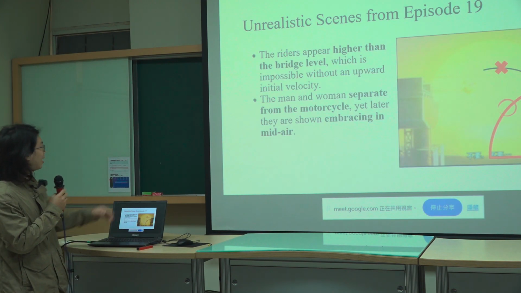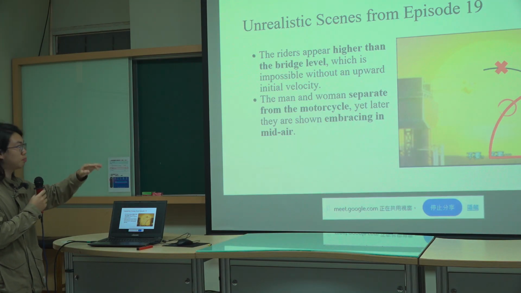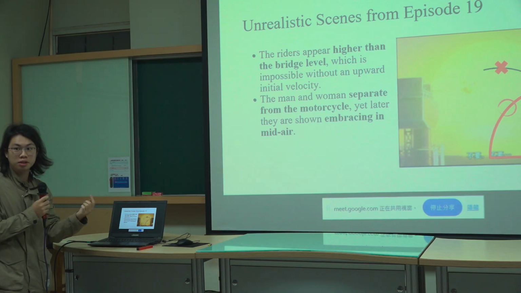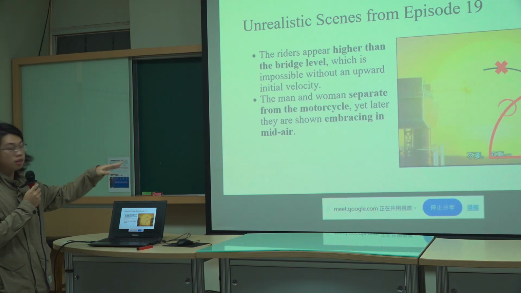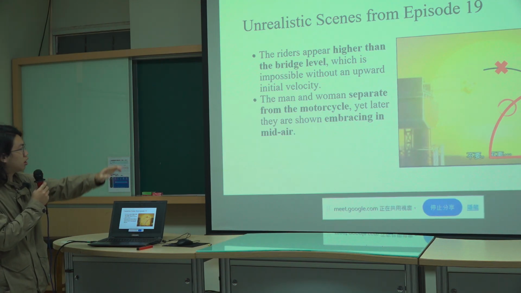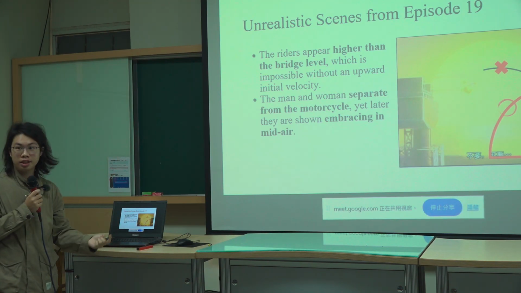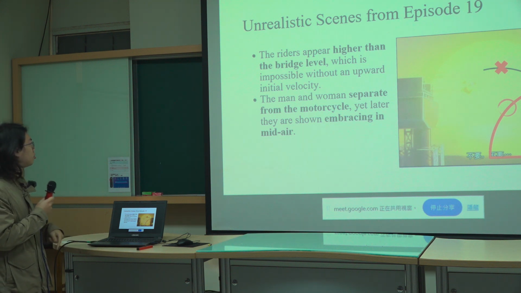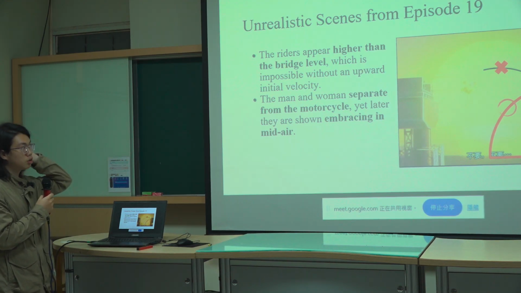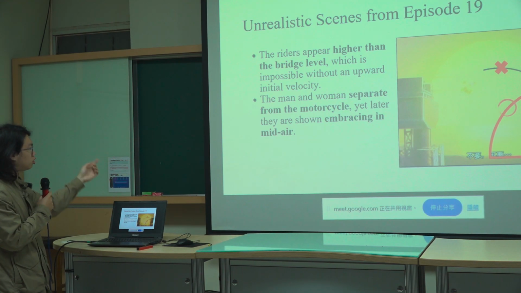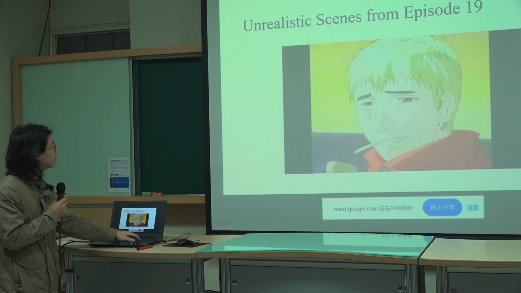the riders appeared higher than the bridge level, which is impossible without an upward initial velocity, because the bridge level is horizontal, and it cannot go up because there's no upward initial velocity. And the second unrealistic thing is that Onizuka and his student separate from the motorcycle, but later they show an embrace in mid-air.